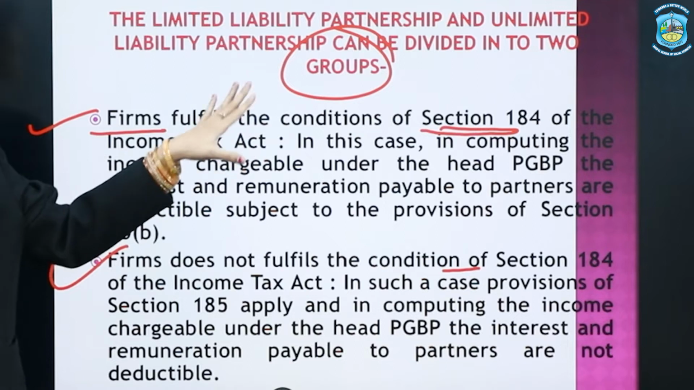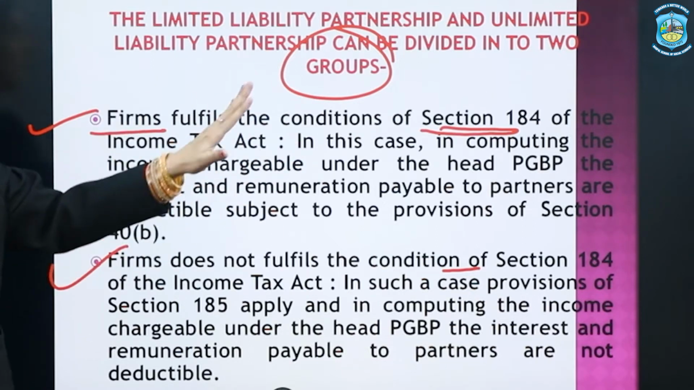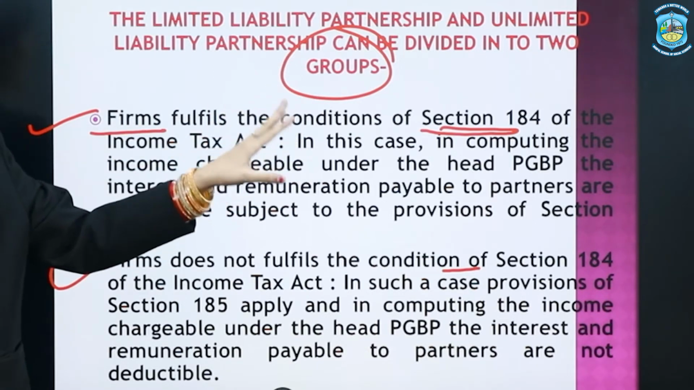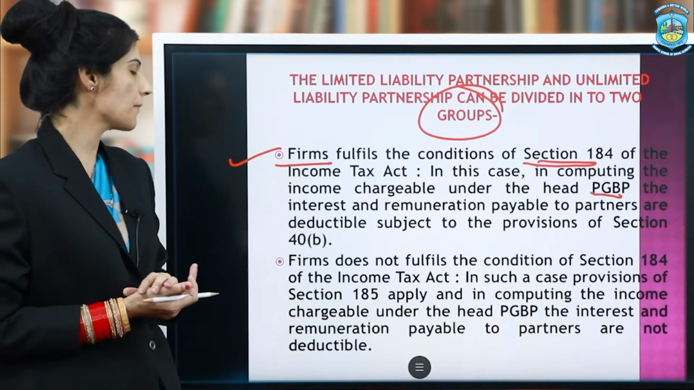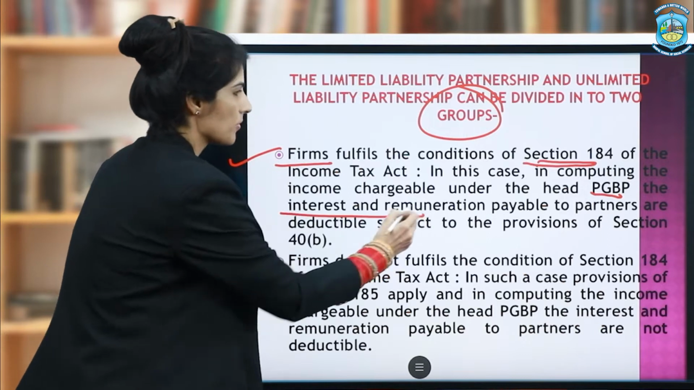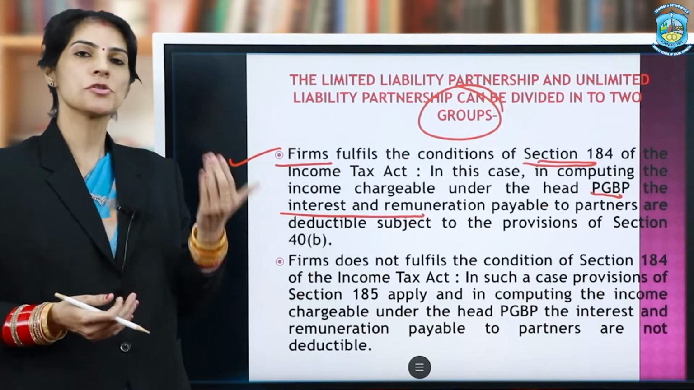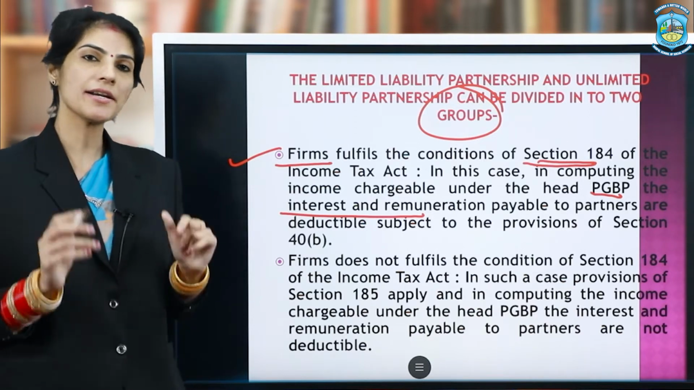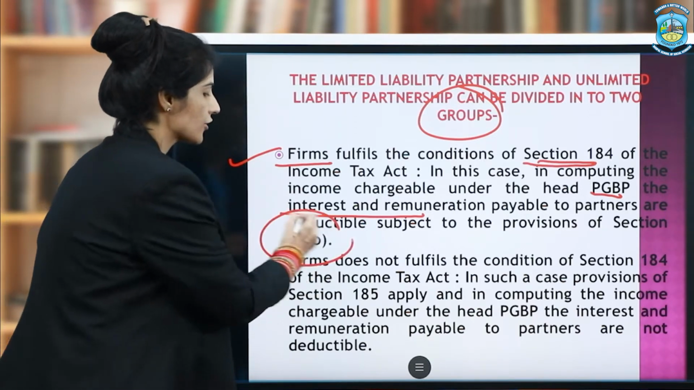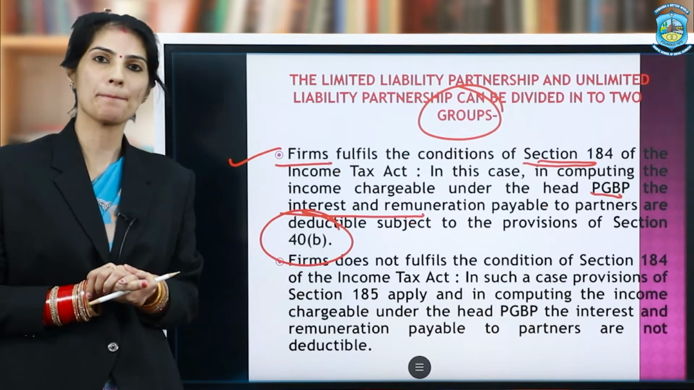Always remember that when a partnership firm is fulfilling the conditions under Section 184, while computing the profits and gains of business and profession, the interest and remuneration which is payable to the partners by the partnership firm is deductible under the provisions of Section 40, subsection B.